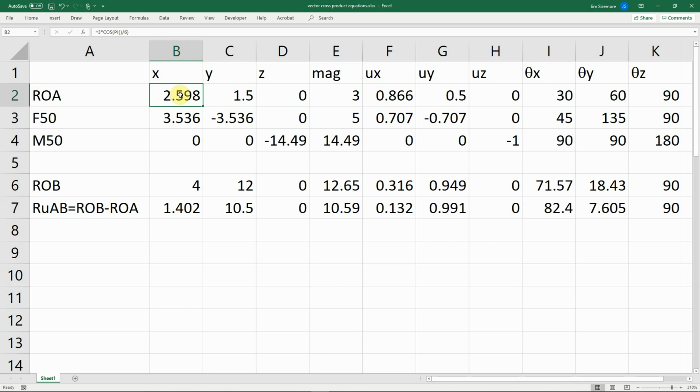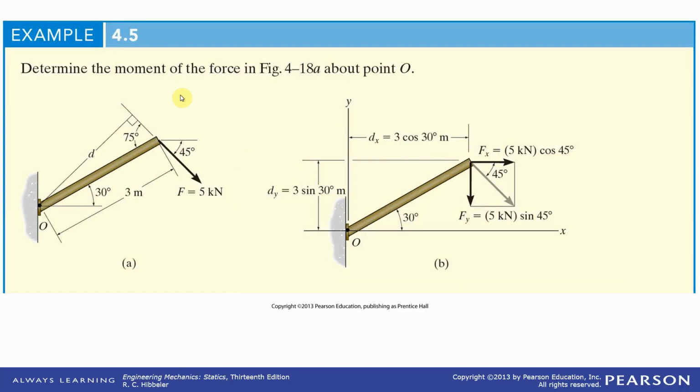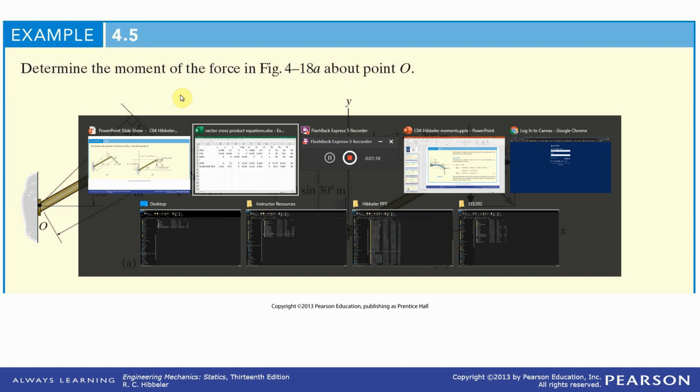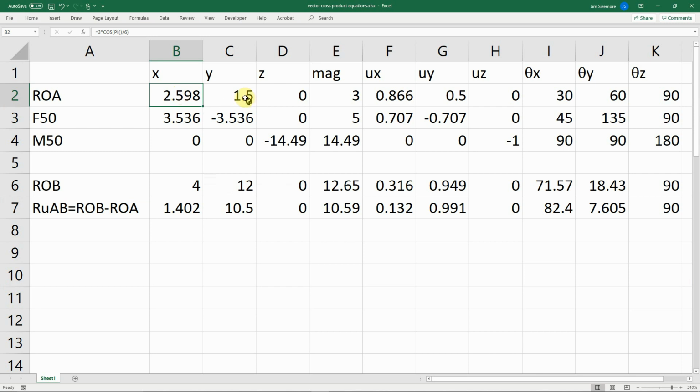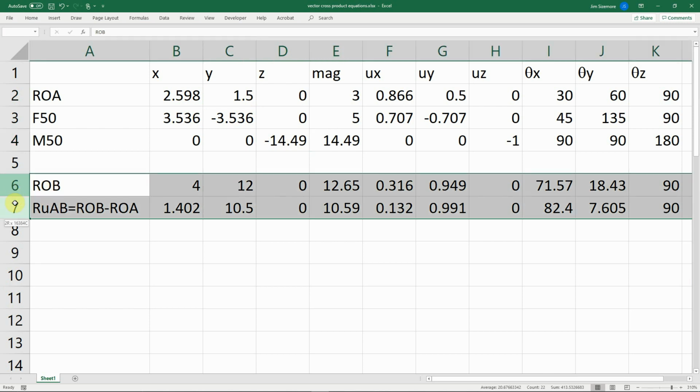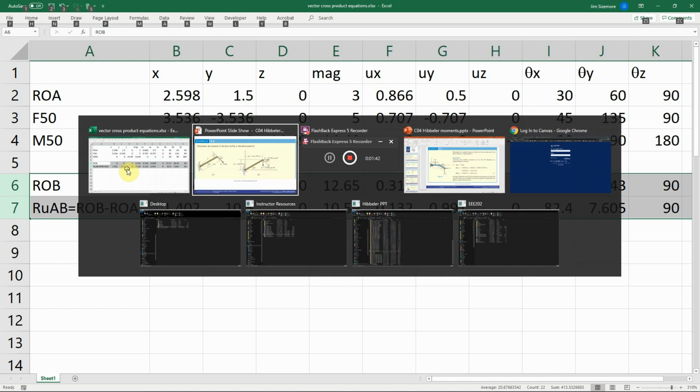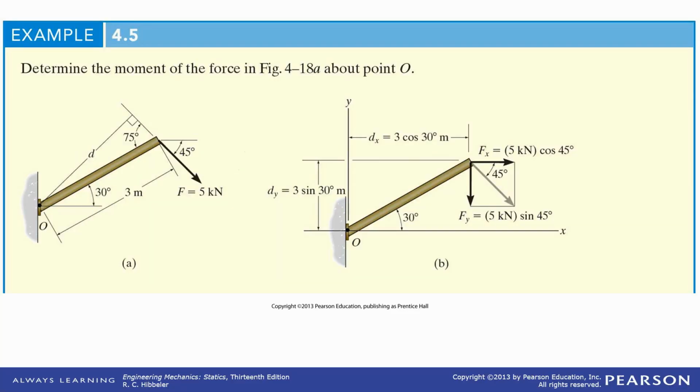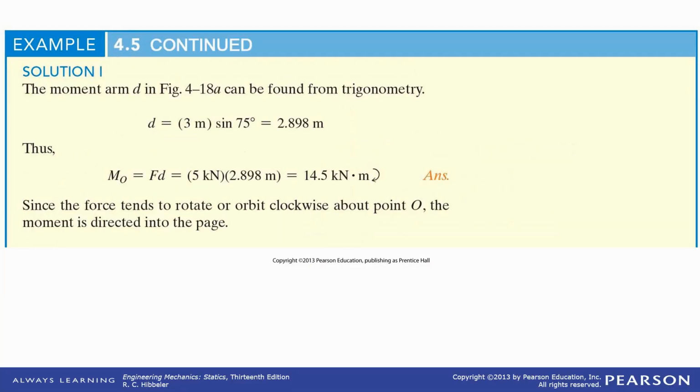The radius being, what was it? I forgot. 3 meters, and that would be at 30 degrees. 3 meters cosine 30, 3 meters sine 30. 5 kilonewtons cosine 45, negative 5 kilonewtons sine 45, and it calculates the moments. And this stuff here we don't even need, because it was from the previous problem. And you could get the unit vector and all that stuff too, but that's not what we're looking for.